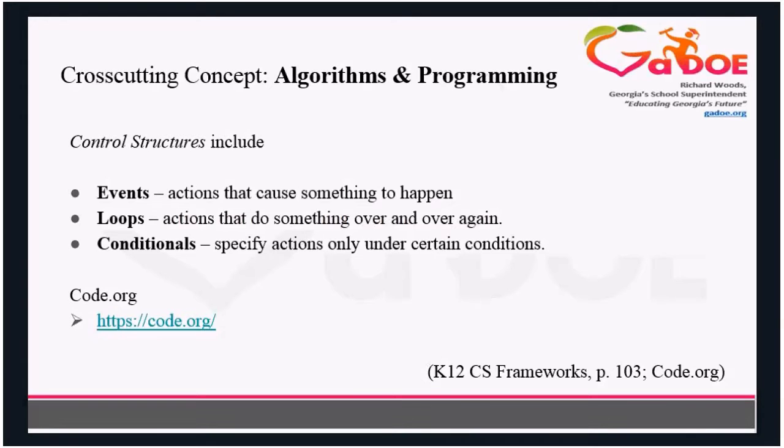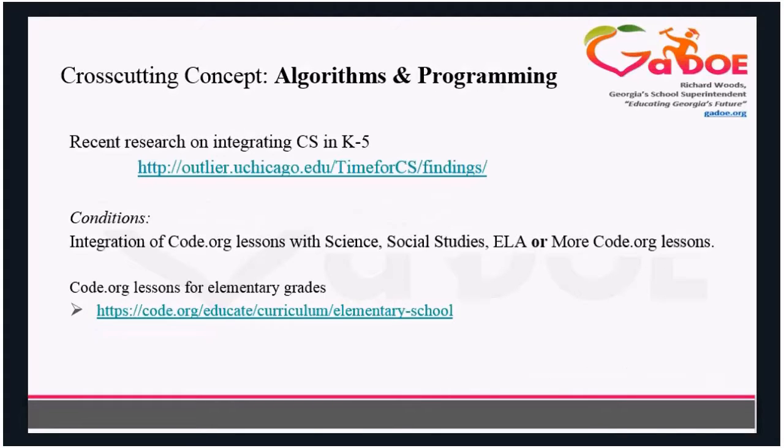Loops, we know what a loop is, something that plays over and over and over, like a broken record. And so those are when we're programming, and that's the code that we specify to do one particular task over and over and over. And the conditionals get into specifying particular actions that occur only when certain conditions or certain parameters are met. So we're going to focus on code.org to discuss some of these.